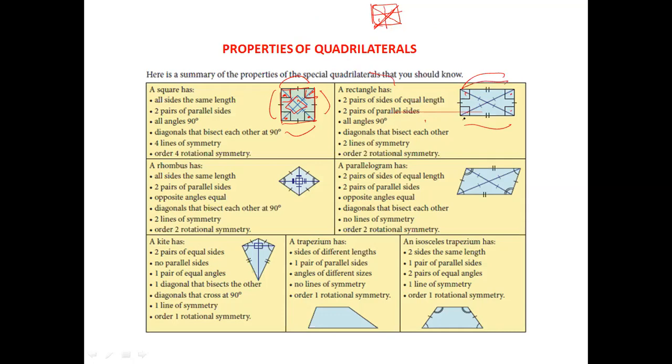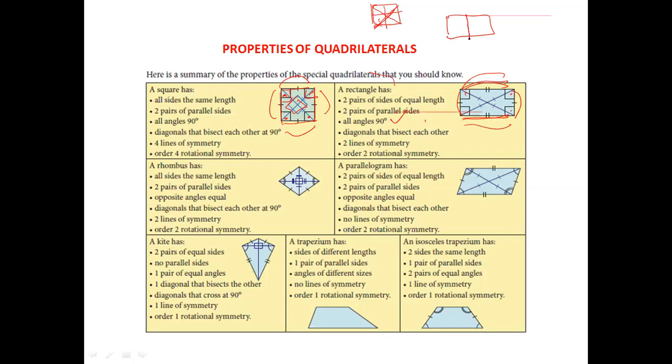Two pairs of parallel sides. This side is parallel to this side, and the left side is parallel to the right side. All angles are 90 degrees. Diagonals that bisect each other, and two lines of symmetry. If you want, I will show you here, of course.